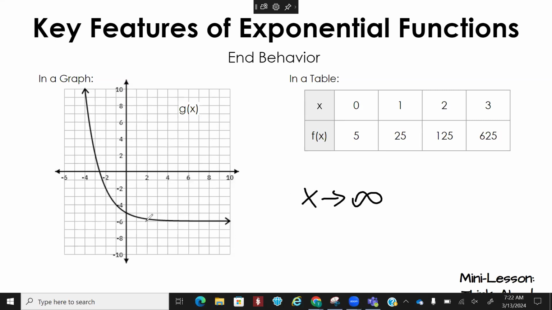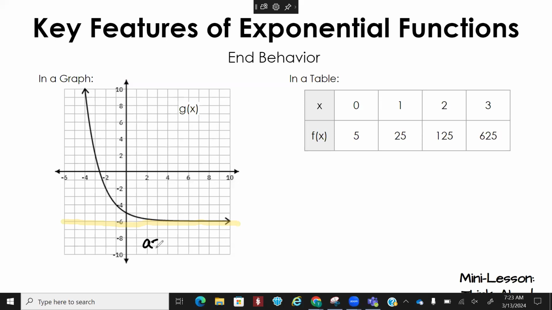where is it getting closer and closer to? What y value? Okay, let's have this conversation first. Where's the asymptote? Where does it approach but never touch? Like, where does it kind of curve off? What y value? You gotta look. What y value does it get closer and closer to? -6, right? Okay, so our asymptote is at -6.